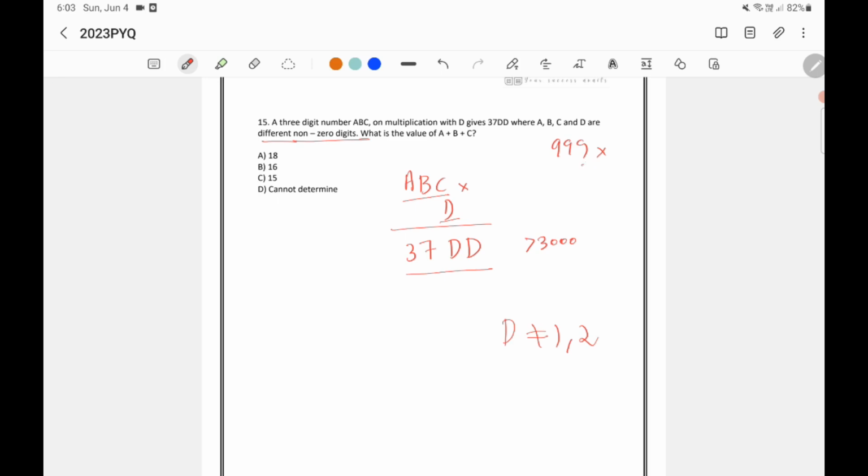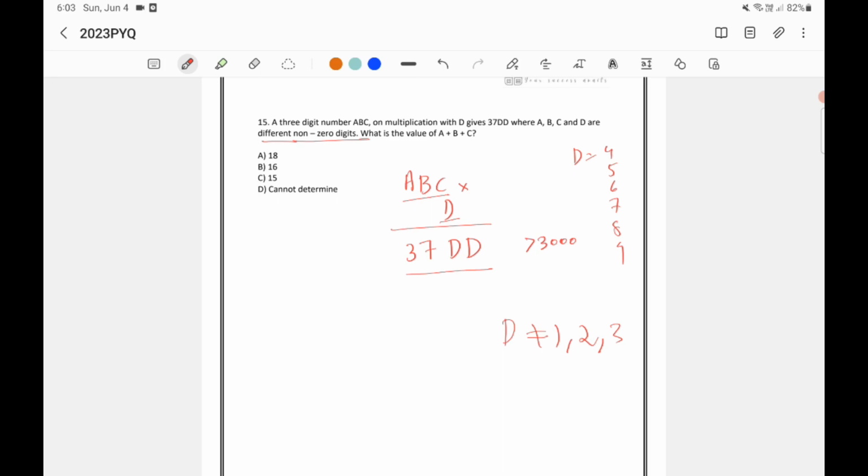Now, if D is equal to 3, 999 into 3 is approximately 3000, just less than 3000. So D equal to 3 will also not come. So the values could be D is equal to 4, 5, 6, 7, 8 or 9. We eliminated the possibilities: 1, 2 and 3 won't come for D. This is the first thing you need to understand if you get a question like this. You have to first find out those numbers which won't come.